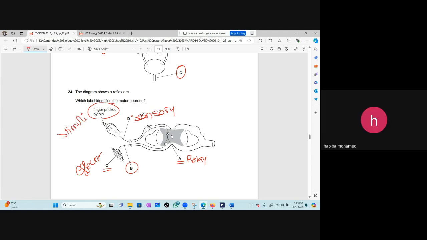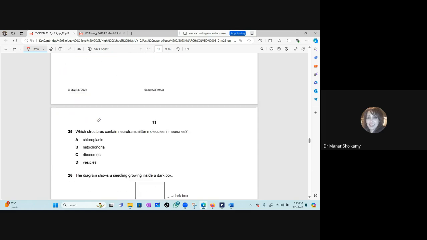Miss, if I said impulse, is it wrong? Yes, it's wrong because the impulse is the electrical message that is being transmitted around. The stimulus is the change that will start the impulse.